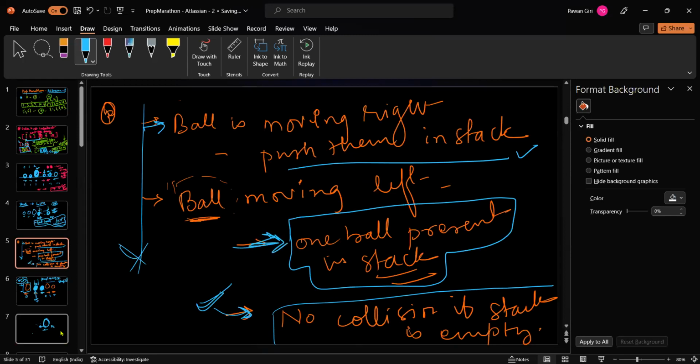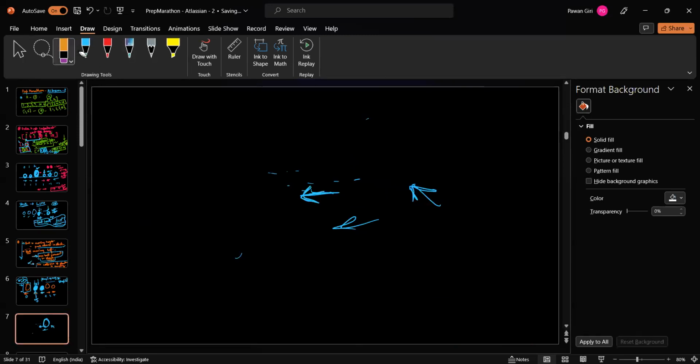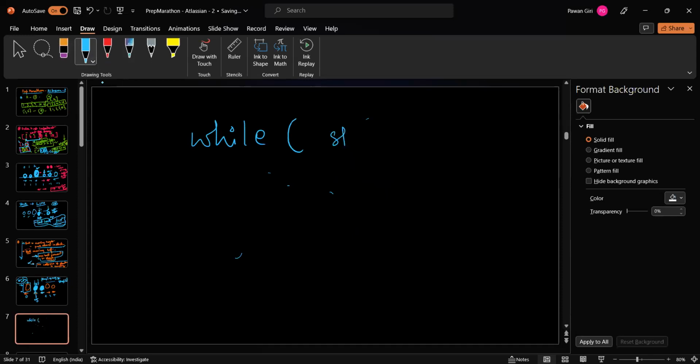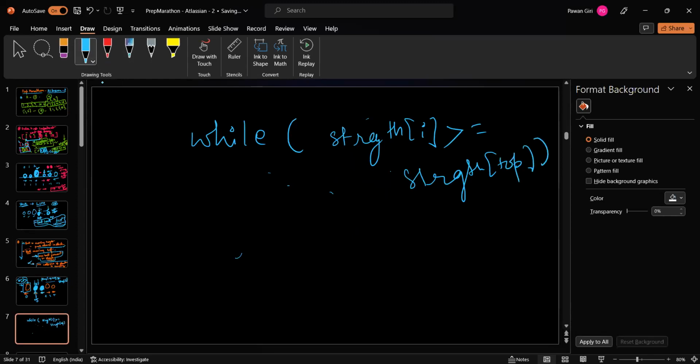Now the condition for collision is like this. If I talk about the condition of collision, what will happen in a collision? So what are the cases? Collision will keep on occurring if the strength of my ith ball, the current ball, is greater than or equal to the strength of the ball present at the top of the stack. So in this case, collision will occur. And what I have to do, if they have the same strength, obviously I need a marker here where I'll check this condition.